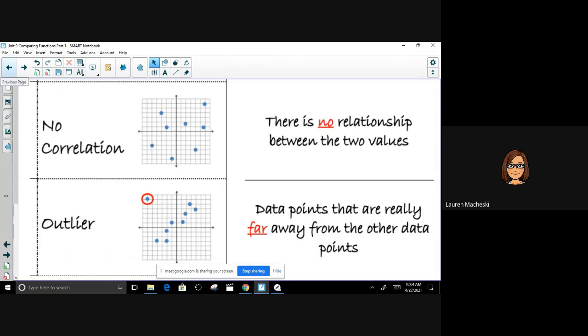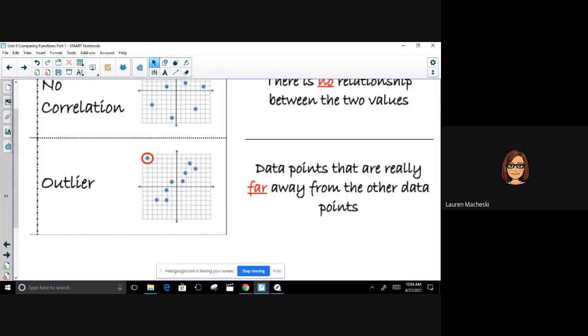All right, no correlation. They are literally scattered everywhere. There's no relationship between the two sets of data. You can't do a line of fit or a trend line with no correlation because they're literally everywhere.